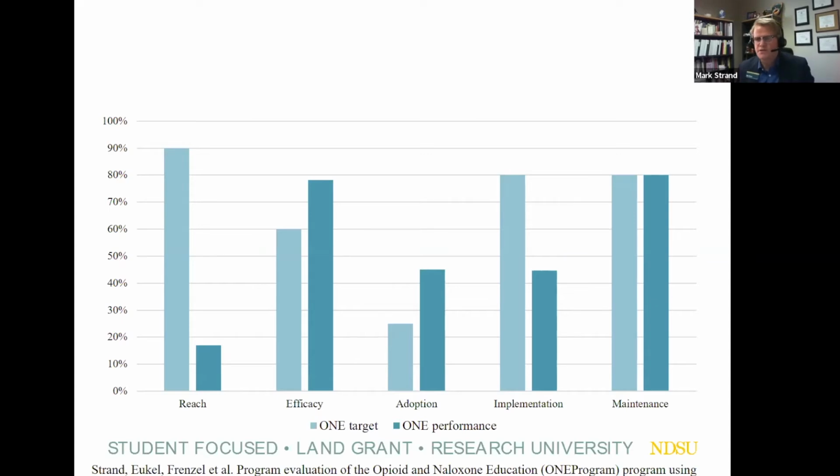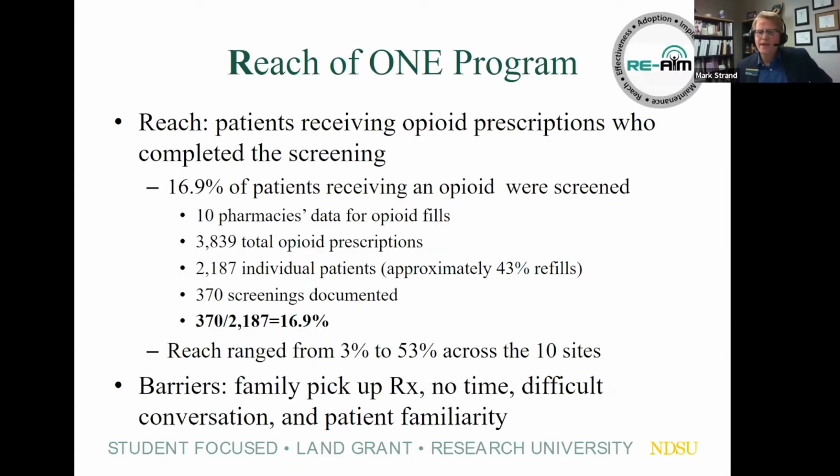And so in this case, you'll see the reach and the implementation are the areas where our expectation was the most divergent from the reality. That was not what we expected. So what you'll see is on the left is our expectation, and then on the right is the reality. It's always humbling, but that's the scientific method. So then let's talk about each of these domains just a little bit to unpack how we did that.